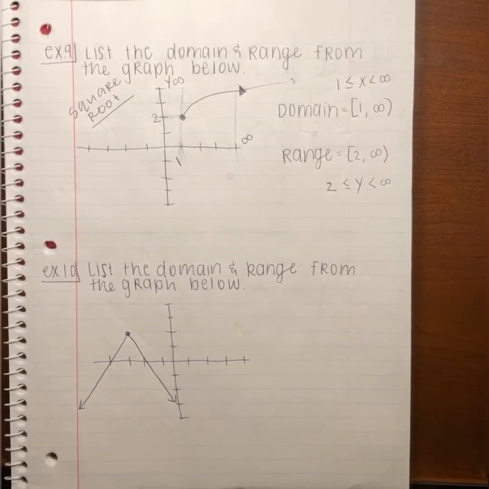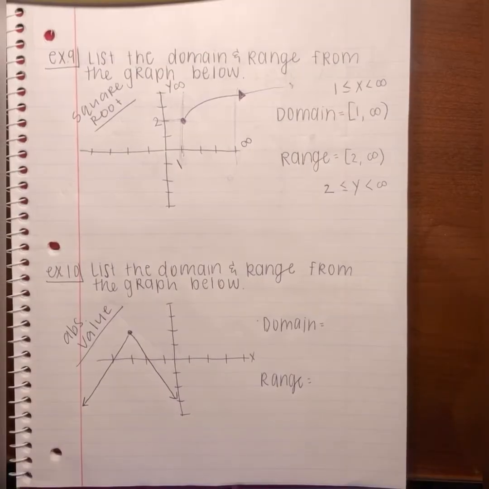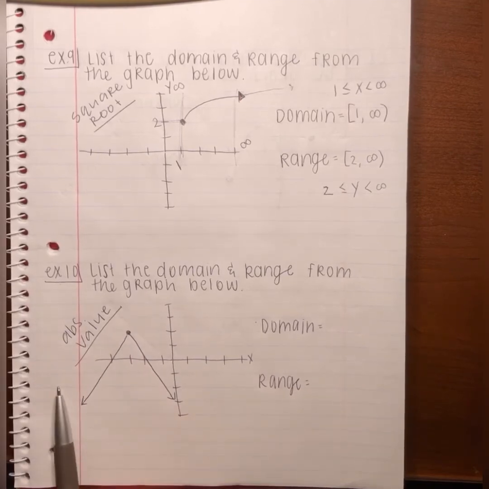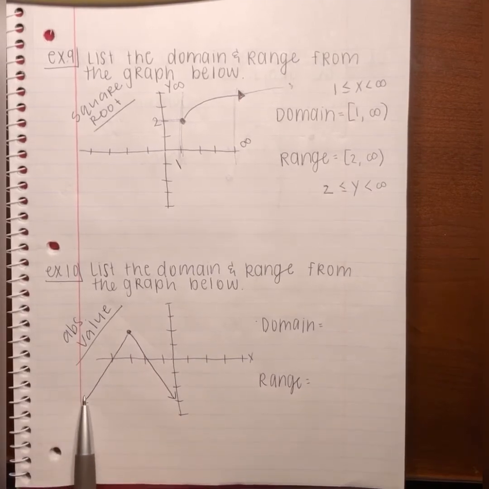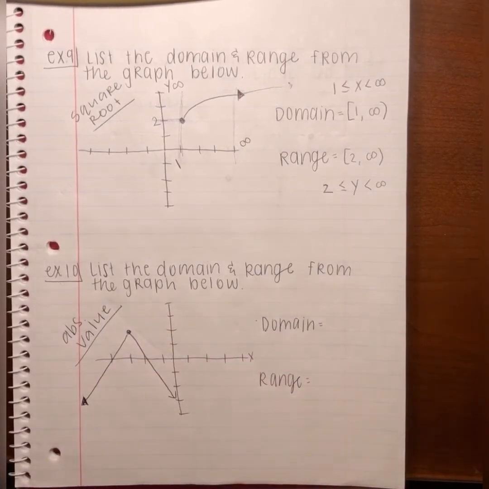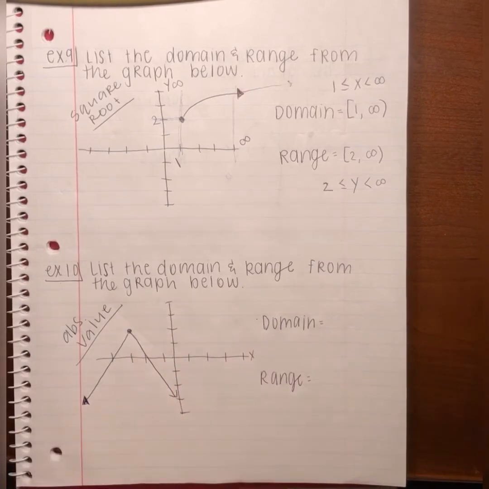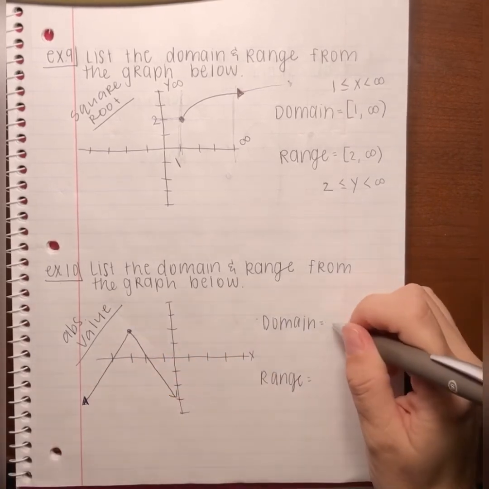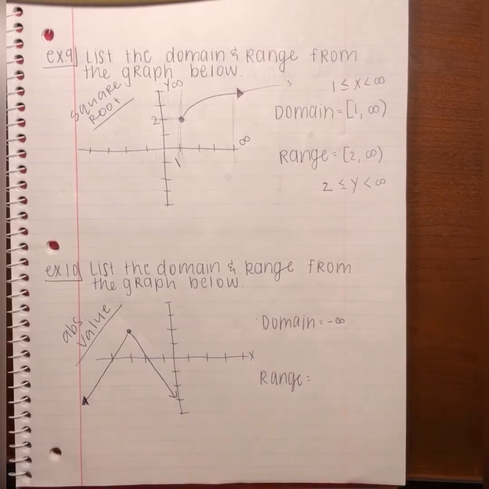All right, so next example. Absolute value, we have that V shape. So for domain, x-axis, we're going to start by looking at the furthest to the left. If you go to the furthest that this function goes to the left, you're ending at an arrow. We already know what that means. If you end on an arrow, you're not actually ending. It's going to keep going and going and going, all the way to negative infinity.